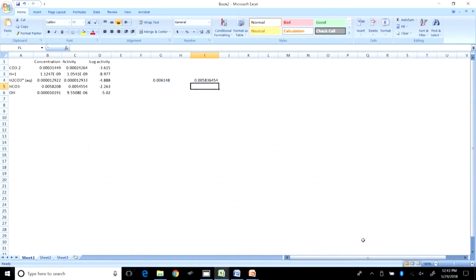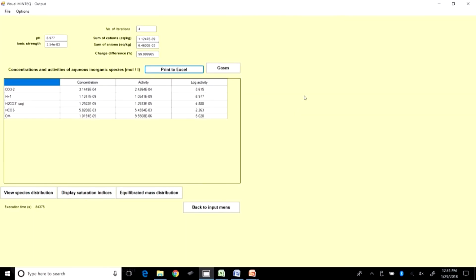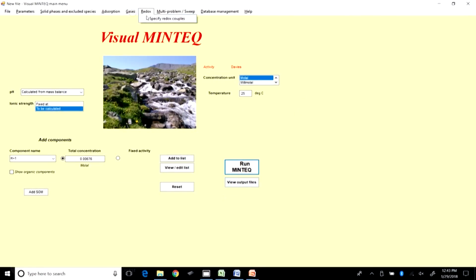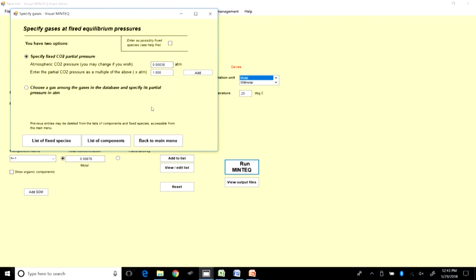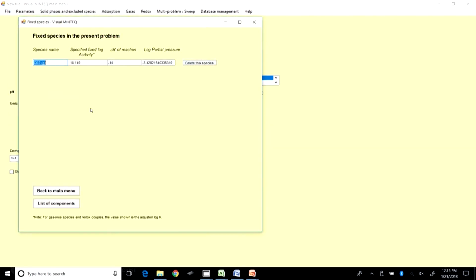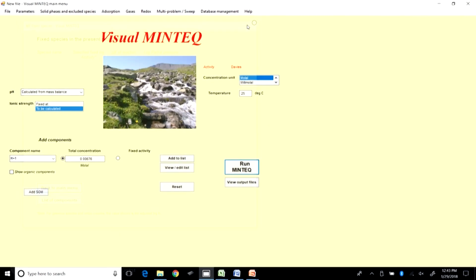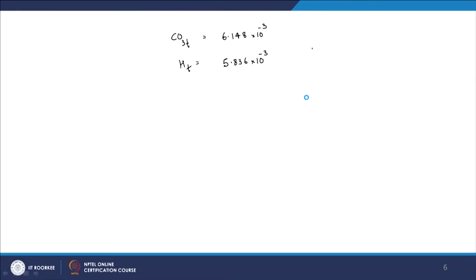So let us go back to this particular case, Mintek, back to input menu. Now there is no more gas, it is already after equilibration. So let us go to list of fixed species and delete this species. Why is that? Because now we do not have that particular equilibrium anymore, but I am going to change my scenario with respect to H total, because I added HCl, so that is HCl naught at 10 power minus 3 molar concentration. That is what we have here.